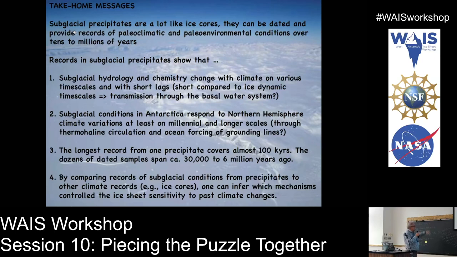The other point that's kind of important is that we think the way that these events actually impact what happens beneath ice is through, again, thermohaline oscillation somehow changing conditions such that more warm water gets to the grounding lines of Antarctic glaciers, and the glaciers retreat, and that is the kind of mechanism that makes the communication between the North Atlantic and the subglacial environment.